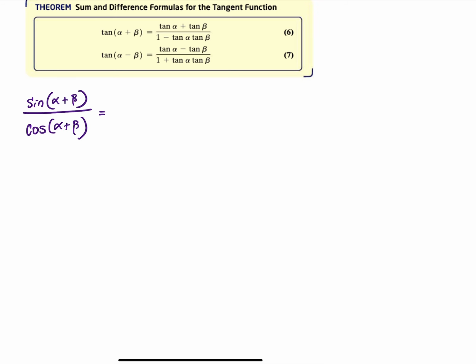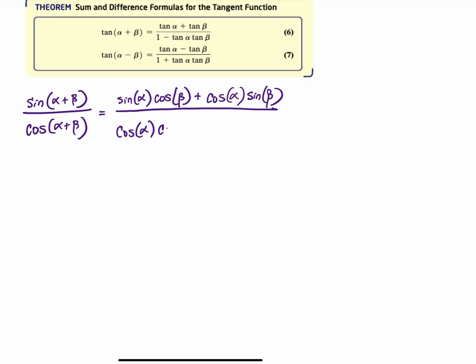So let's expand both the numerator and the denominator. So sine of alpha plus beta is the sine of alpha times the cosine of beta plus the cosine of alpha times the sine of beta. And the denominator, cosine of alpha plus beta, will be cosine alpha cosine beta minus sine alpha sine beta.